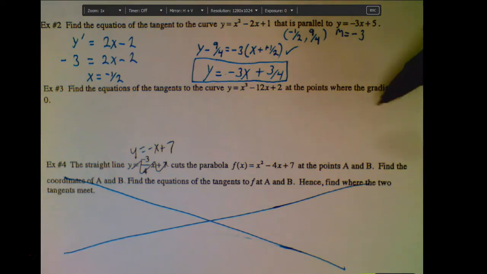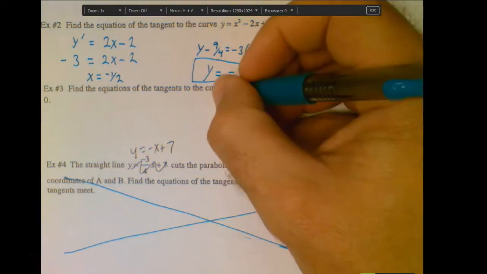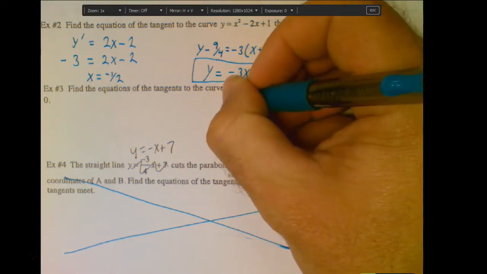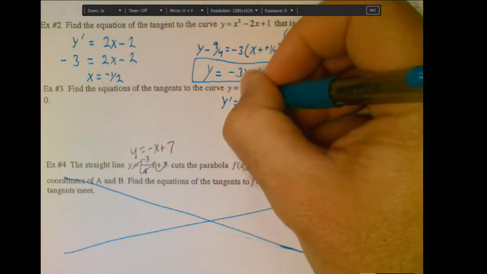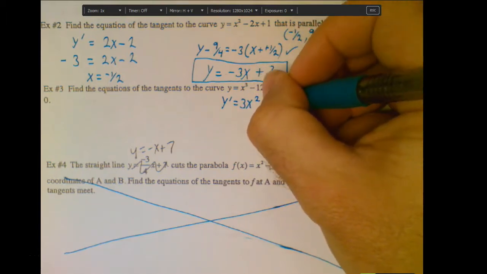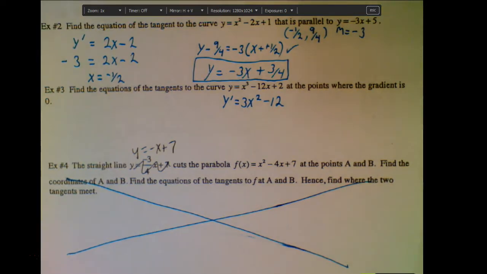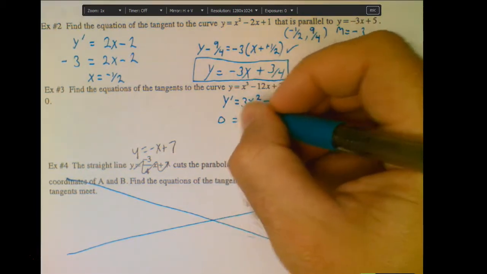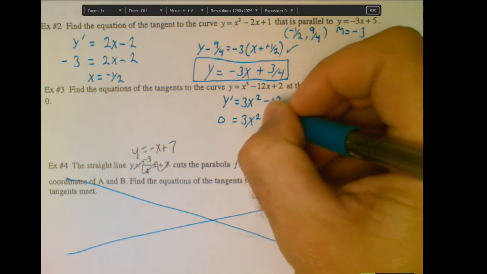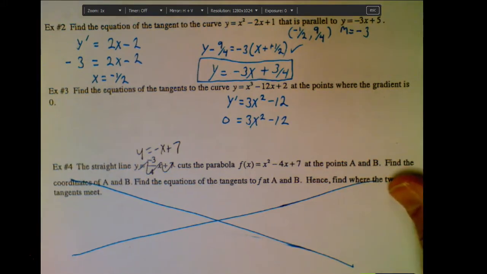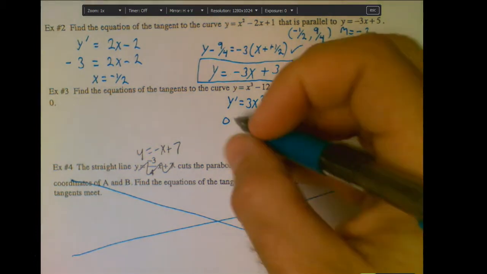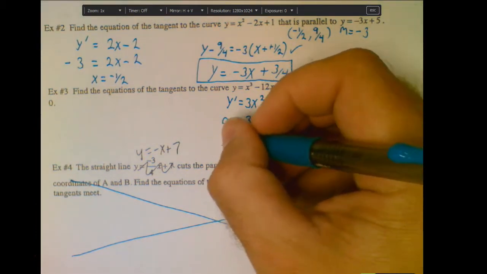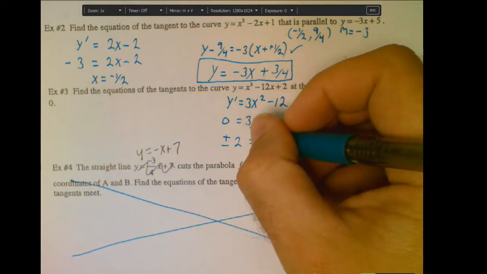So anyway, if we go through with our process here, if we find the derivative using our power rule, we should be looking at 3x squared minus 12. Constant goes away. So there's our derivative. So in this case, again, just like the one up above, we know the gradient is 0, which means the derivative is 0. And now if we solve for x on that, you would add the 12, divide by 3, square root both sides, and you got plus or minus 2.